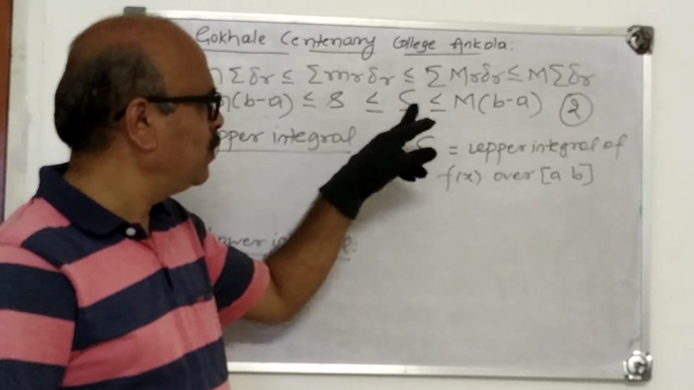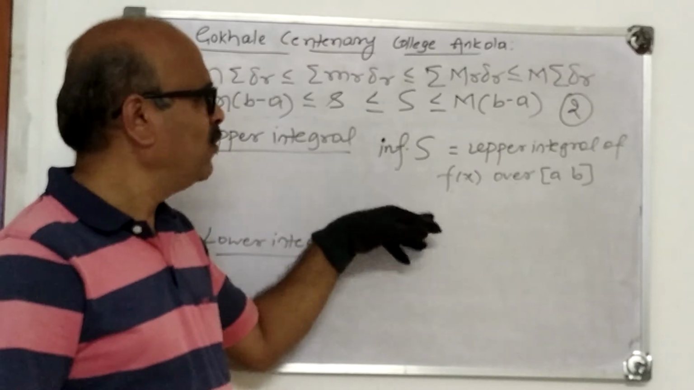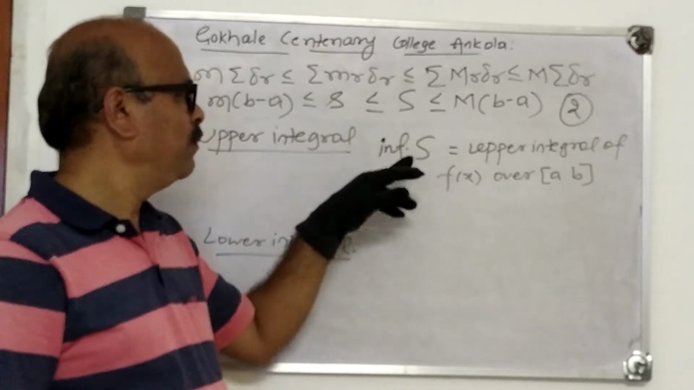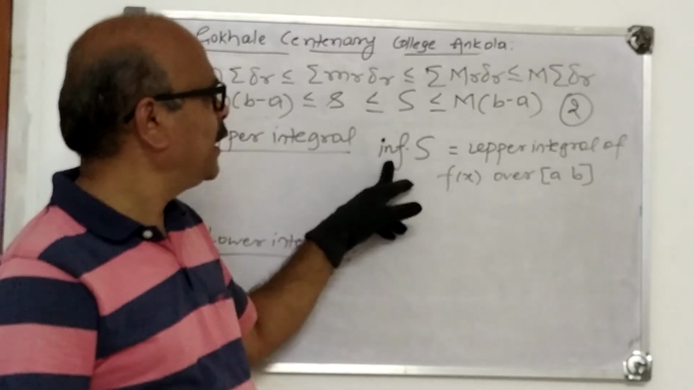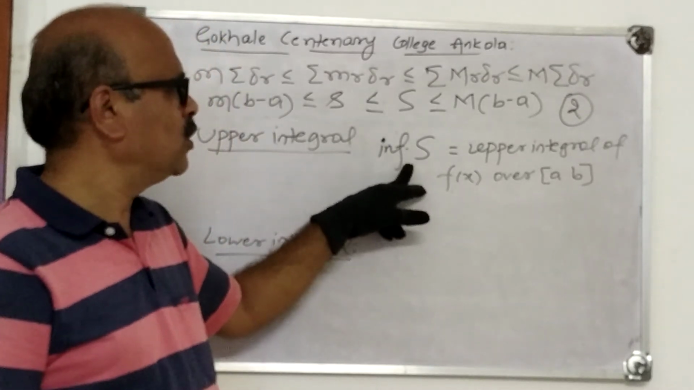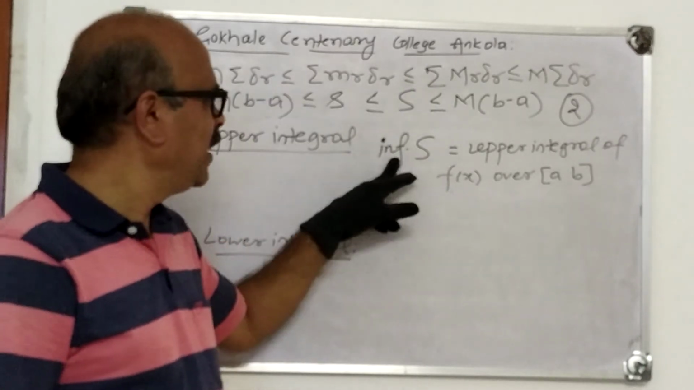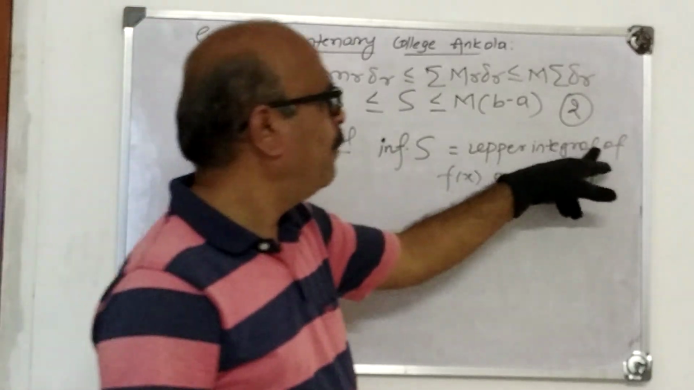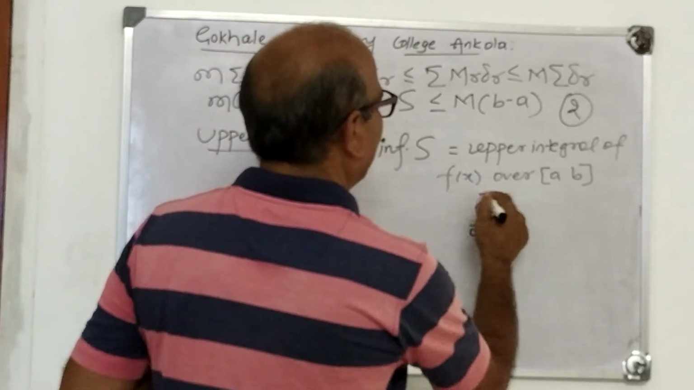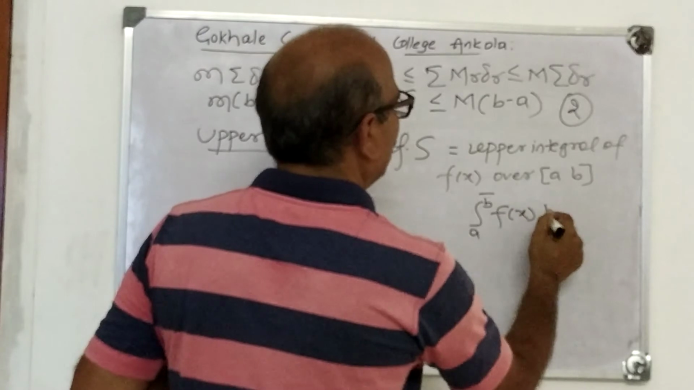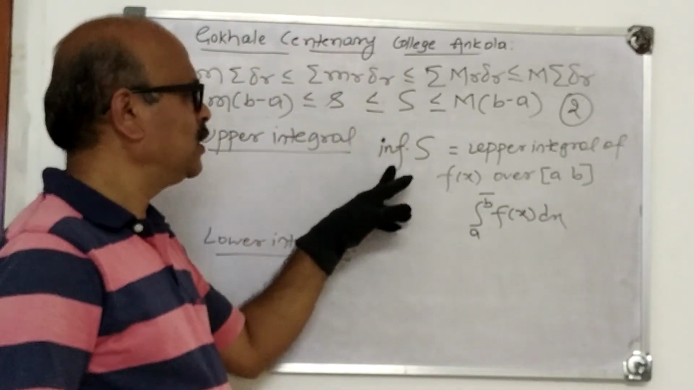Now the infimum of this S, what do you mean by infimum? We have studied what is infimum, supremum and so on. Infimum means it is the greatest of all the lower bounds. Supremum means the least of all the upper bounds. Infimum of S is the upper integral of f(x) over [a,b], and it is denoted by the integral from a to b with a bar, f(x) dx. Remember the definition is like this.